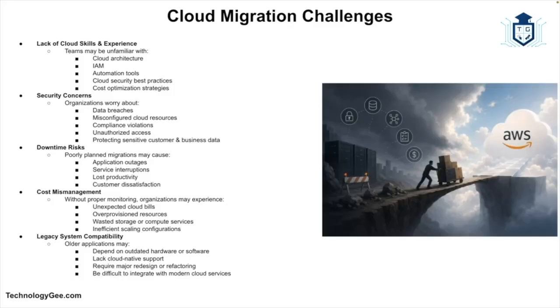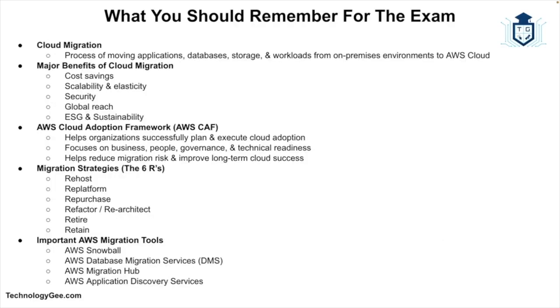All right, next, let's talk about some challenges that are associated with cloud migration, because migration is not always smooth. Some common challenges include a lack of cloud skills, security concerns, downtime risks, cost mismanagement, and legacy system compatibility. But with proper planning and frameworks like AWS CAF, these challenges can be managed effectively. All right, so let me go ahead and wrap all this up.